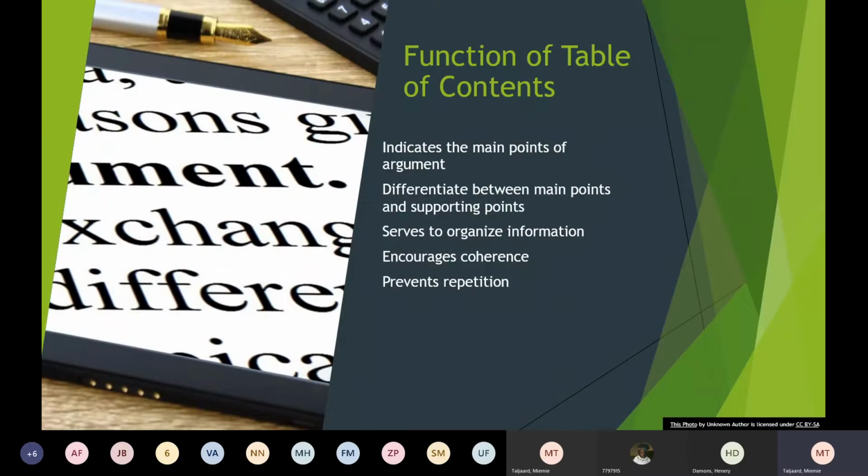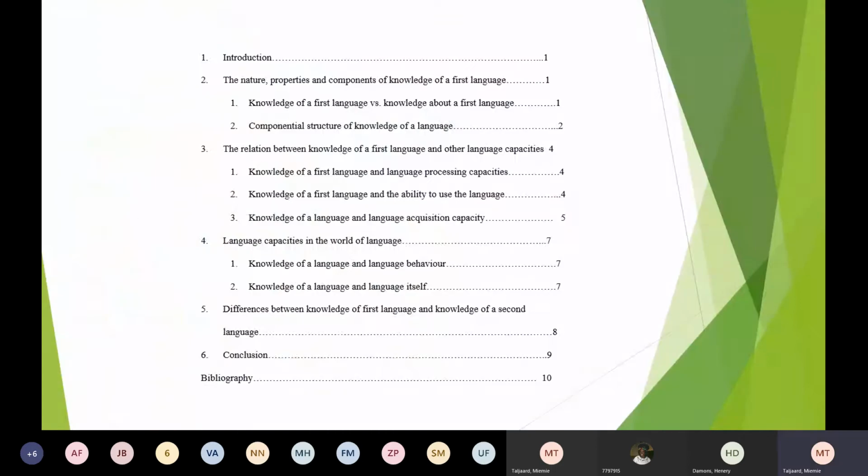I want to show you an example here. The introduction, the nature, properties and components of knowledge of the first language. Then the relation between knowledge of a first language and other language capacities. Can you see how I moved towards this part of my argument? And then I have a discussion on the differences between knowledge of first language and knowledge of a second language. I get to my conclusion and my bibliography.